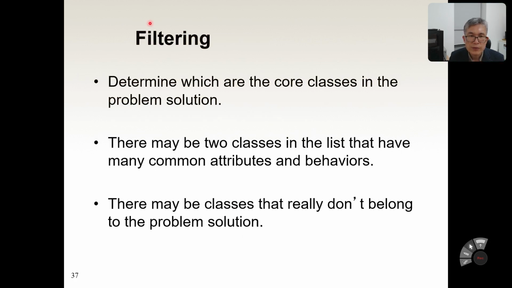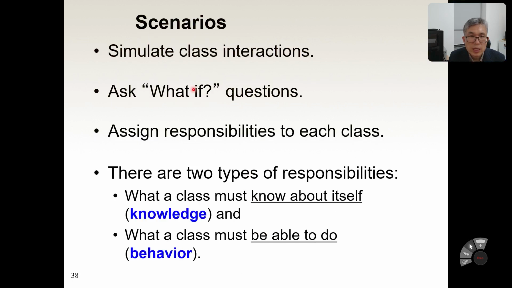Filtering is to determine which are the core classes in the problem space found through brainstorming. There may be 2 classes in the list that have many common attributes and behaviors. There may be classes that really don't belong to the problem space. In that case, we can ignore those classes. And the scenarios simulate the class interactions. Ask yourself what-if questions. Assign responsibilities to each class.